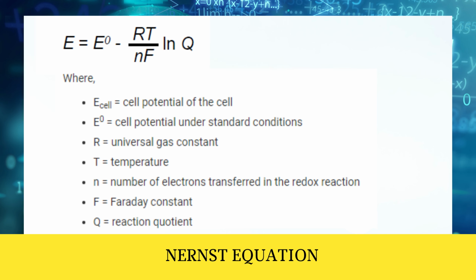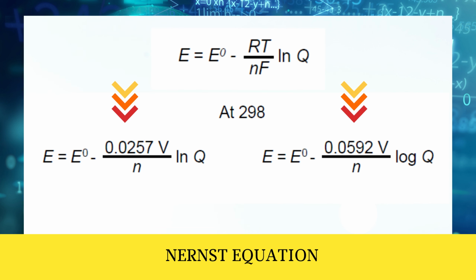And ln Q here, Q is the reaction quotient, which is an expression relating to the concentrations of the products and the reactants raised to the appropriate power as defined by the stoichiometry of the balanced overall equation. That is for Q, the reaction quotient.